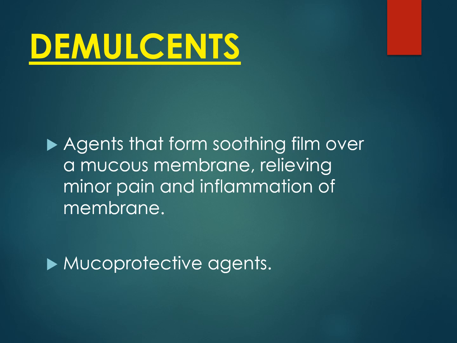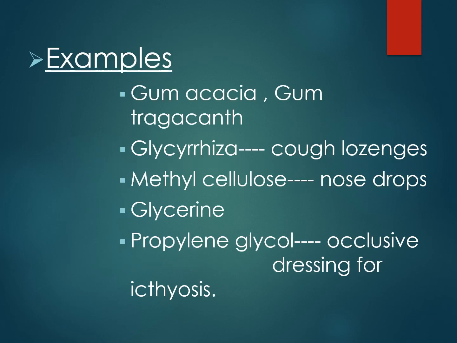Emulsions. The agents that form a soothing film over a mucous membrane, relieving minor pain and inflammation of the membrane. So they are basically mucoprotective agents. As the name is indicating, they are protecting the mucous membrane. How? By forming a soothing film. Examples, we have gum acacia, gum tragacanth, licorice, for example in the cough lozenges which you take like Strepsils, methyl cellulose nose drops, glycerine.